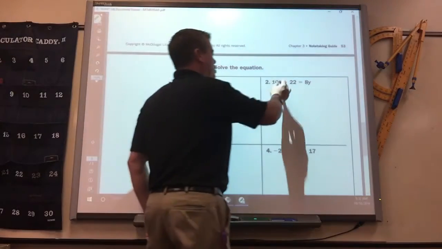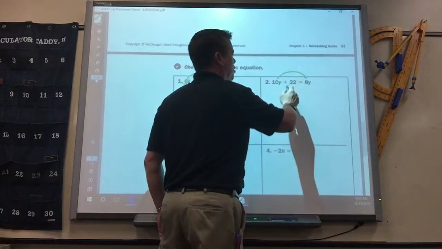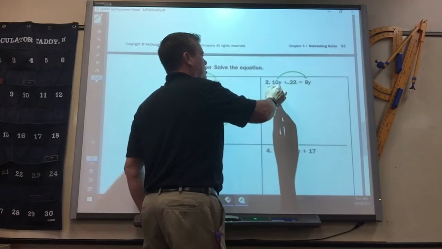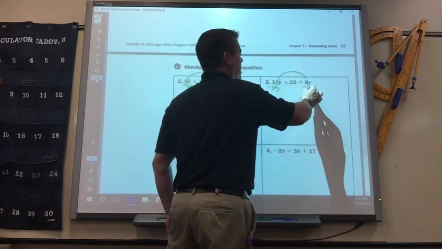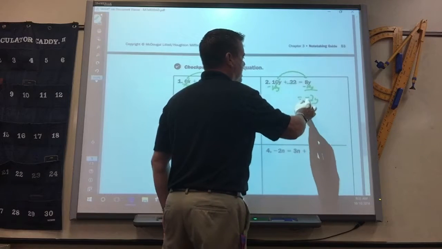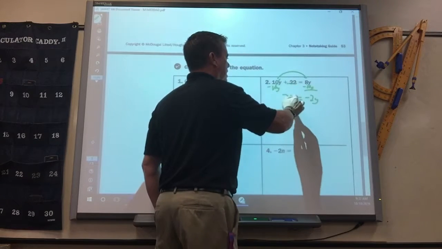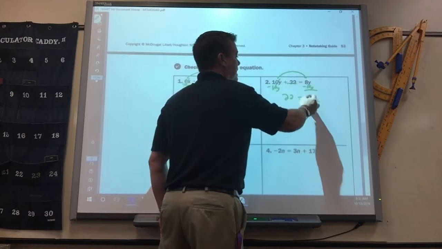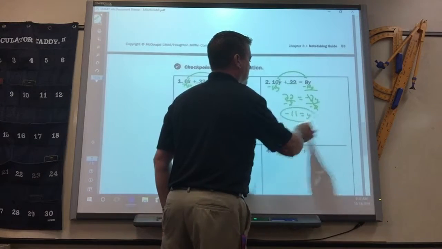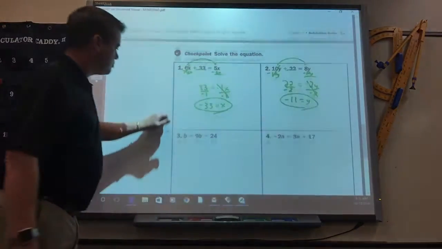Same thing here. The quickest thing to do would be to move this one over, because then the 22 is by itself. To get rid of it, you'd minus 10y, and you get negative 2y. Drop the equal sign down, you're left with 22 there. Divide by negative 2, and you get negative 11.